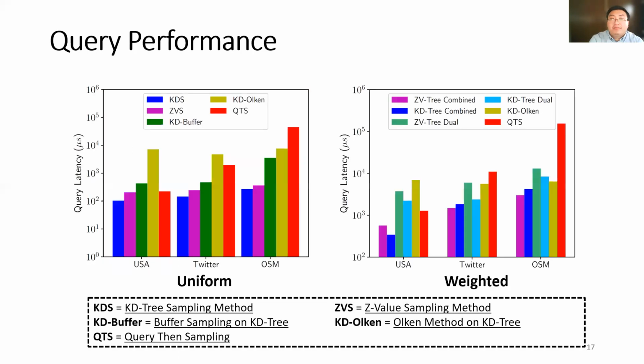We also take 1,000 queries for each of the runs and take the average as our final results. As you can see, our methods, KDS and ZBS for weighted ZB tree combined and KD tree combined, achieve the best results among all the methods. Specifically, they achieve 1 to 3 orders of magnitude better results, and we can see that some of the results from the baselines are not even better than the straightforward QTS. This is because when the selectivity is very low, having all the results may actually not be a bad idea.